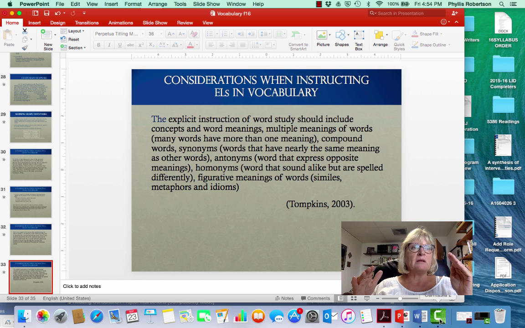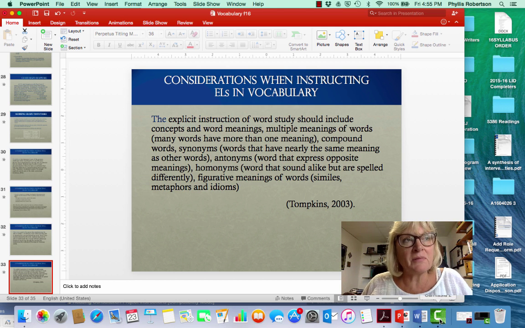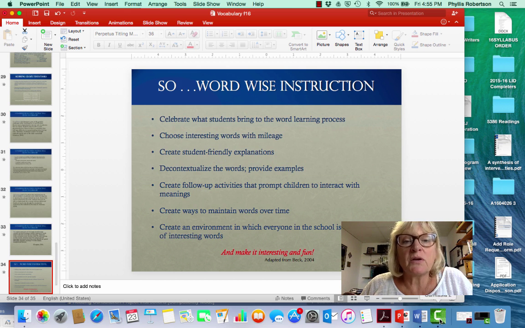Figurative meanings of words, similes, and metaphors, and particularly idioms, are very difficult in a second language. So it's really important that when you use an idiom, and we all do it all the time, that you take the time to explain to your English learners what that means, and also have them explore some common expressions in their own language that they can share with you, that a literal translation might not be very effective for you.